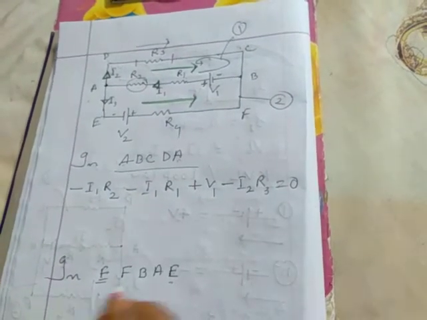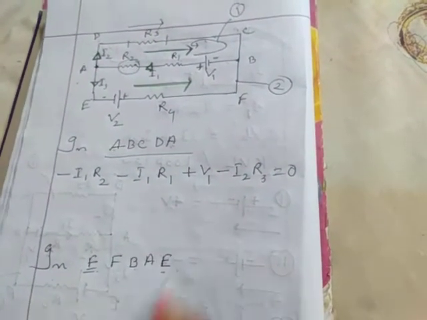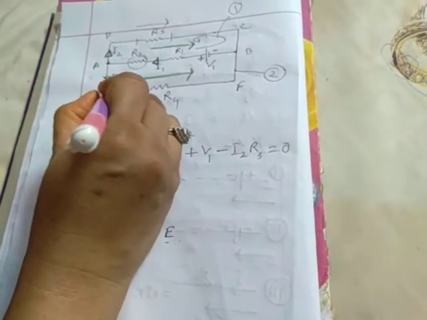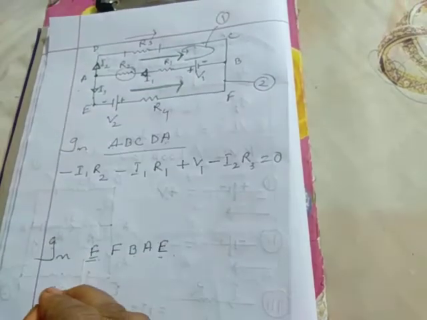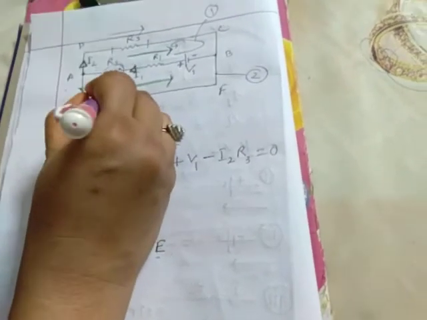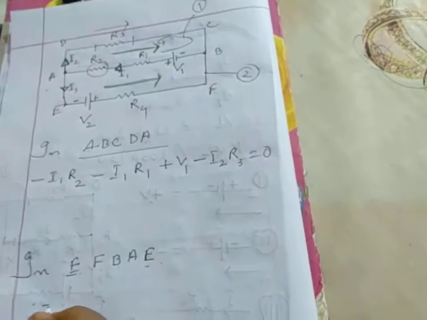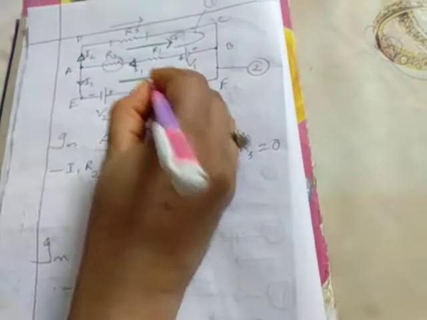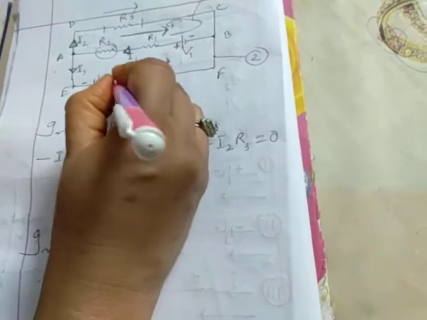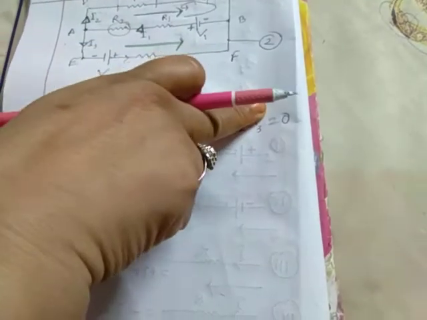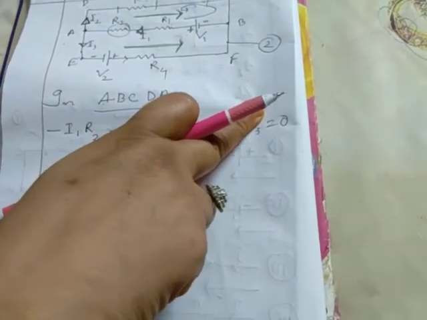And in the loop E, F, B, A, E, you are starting from this point E. Which sign of the cell are you seeing? Negative sign, minus V2. Then the current is moving. Look, I3 is moving in this direction, and you are also moving in the direction of the current to measure the potential difference.